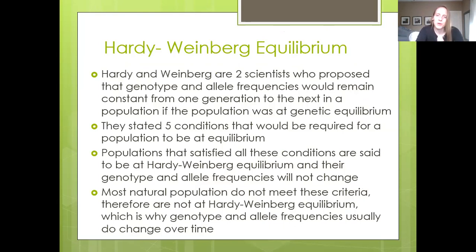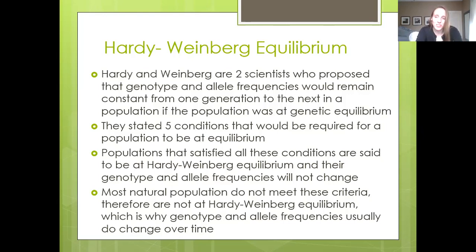So we're just going to go to that instead. Hardy-Weinberg equilibrium is a proposal by two scientists, Hardy and Weinberg, about how to determine genotype and allele frequency. Essentially, they said that the genotype and allele frequencies of a population would not change from one generation to the next if the population is at equilibrium. And there are 5 conditions that a population has to meet in order to be at equilibrium.